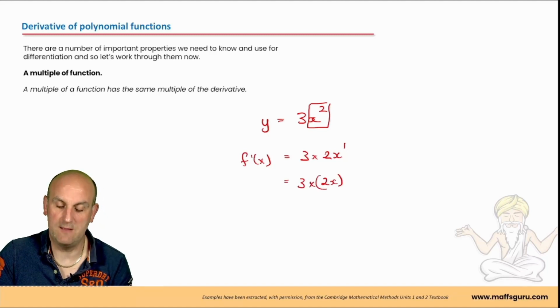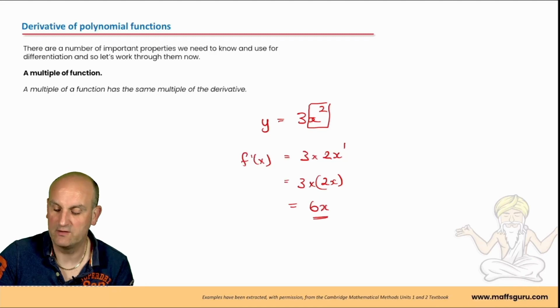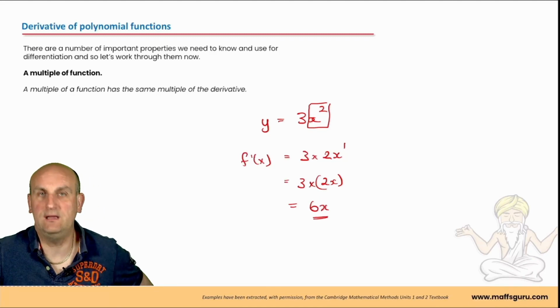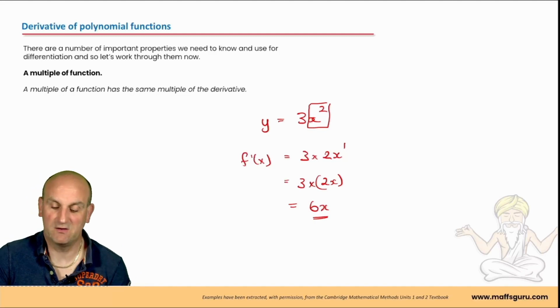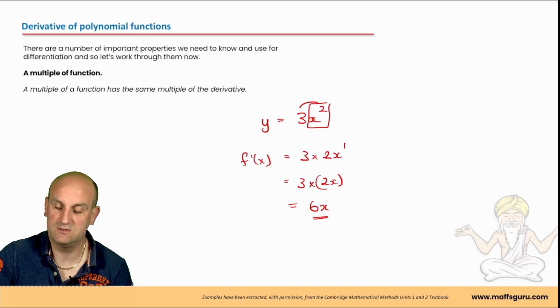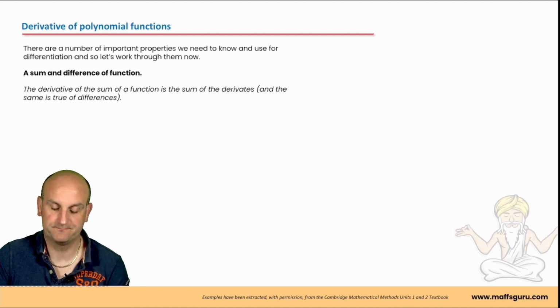A multiple of a function has the same multiple of the derivative, yeah? So in which case, that just becomes 6x. Personally, I've never thought of it that way. I'm putting it in there because it's in the new study design or the new textbook. But as far as I'm concerned, I would always have done 3 times 2, which gives me 6. Take 1 off the power.